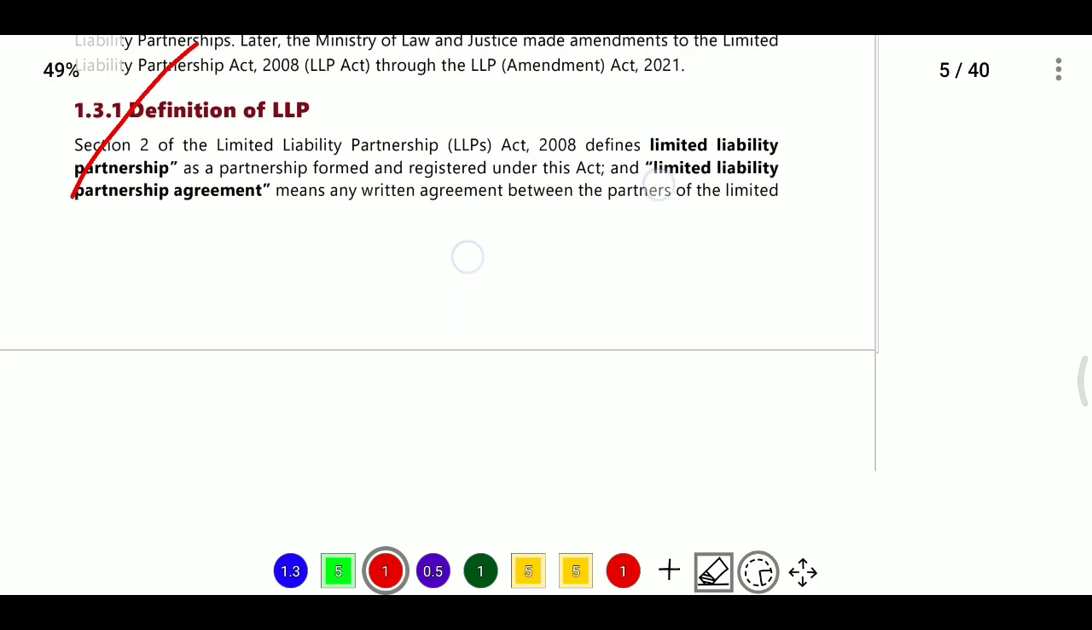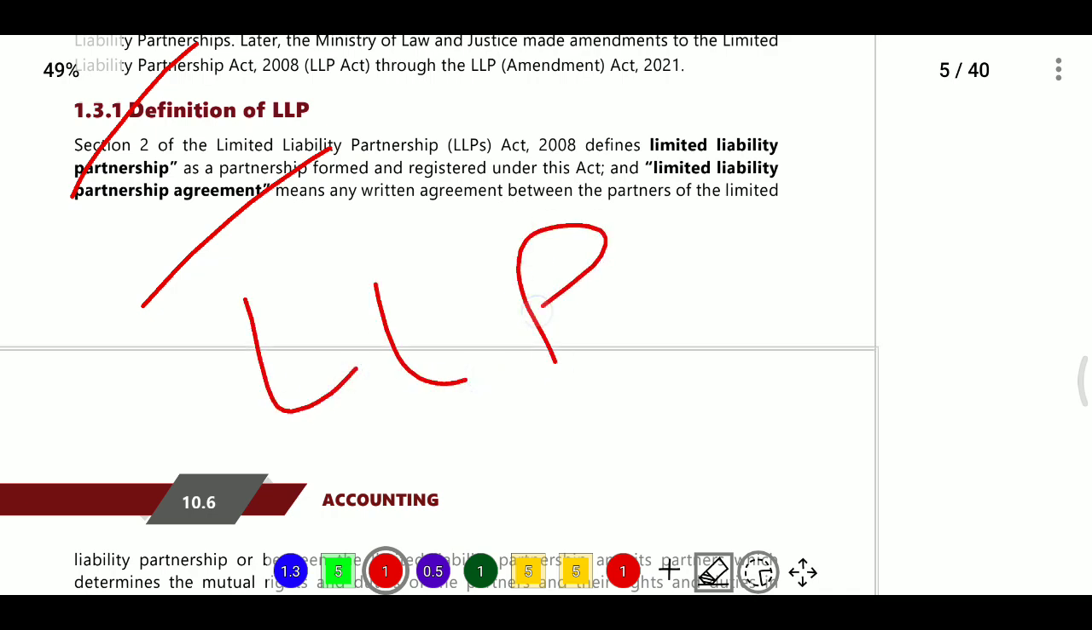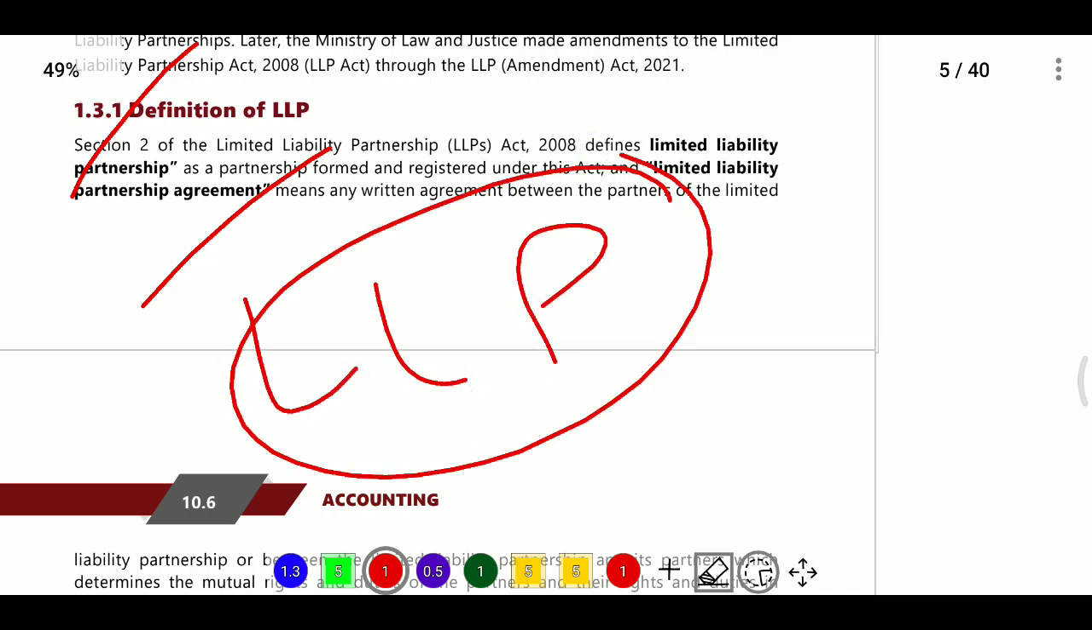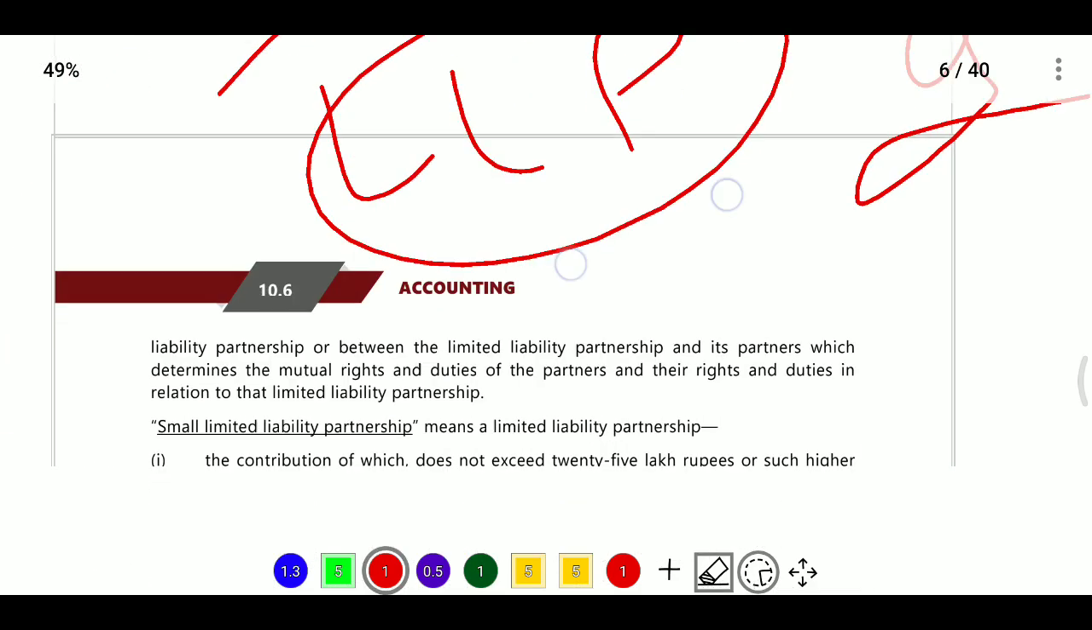Now the LLP definition. An LLP is a body corporate formed and incorporated under the LLP Act 2008, with a legal entity separate from its partners, perpetual succession, and limited liability. So it is different from the partners, and it has perpetual succession and limited liability.